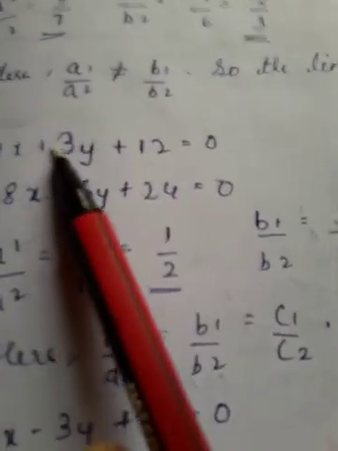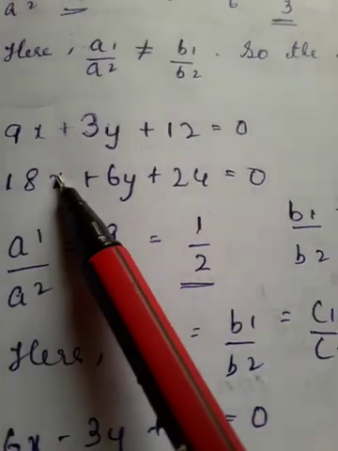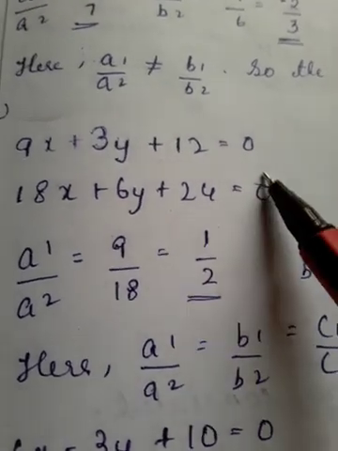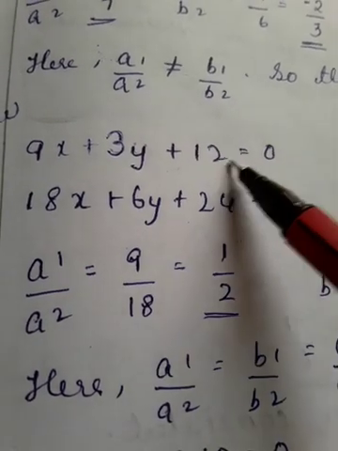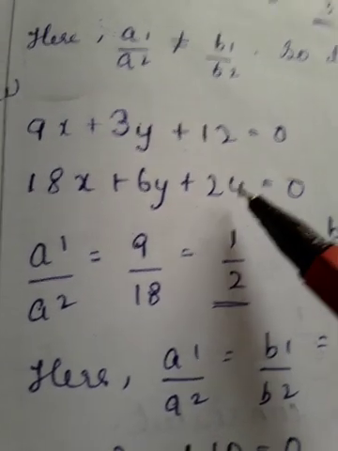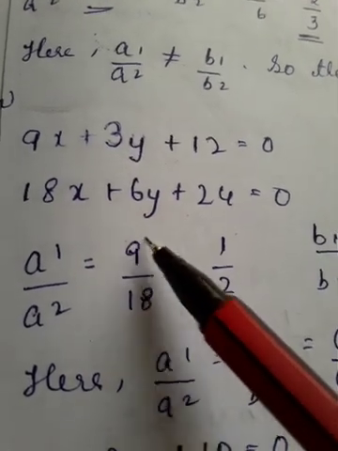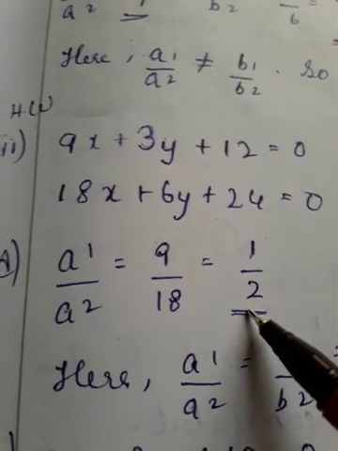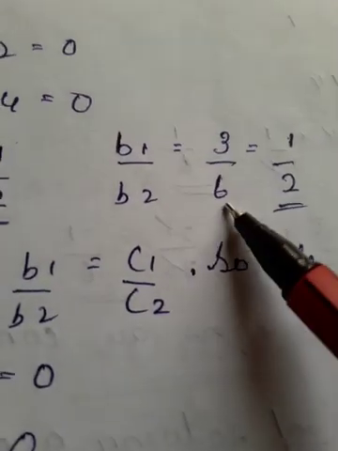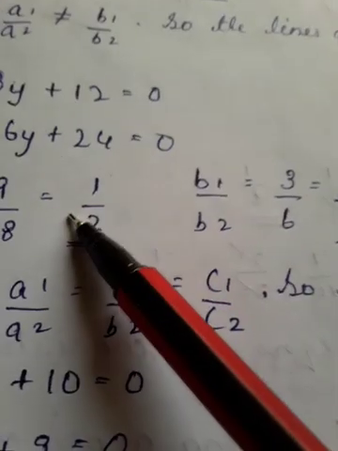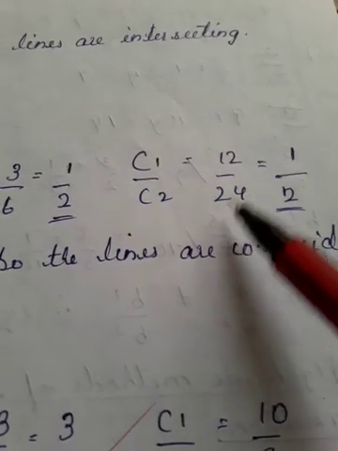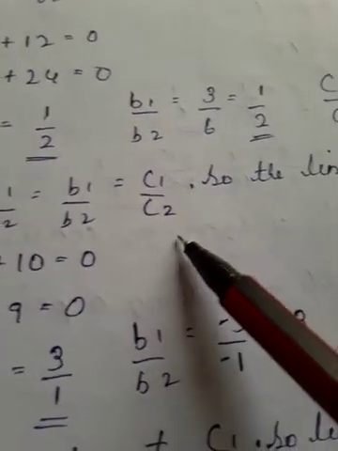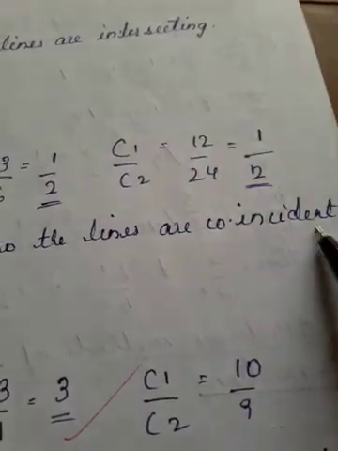Then the second question: 9x plus 3y plus 12 equals 0, and 18x plus 6y plus 24 equals 0. Here a1 is 9, a2 is 18, b1 is 3, b2 is 6, c1 is 12, c2 is 24. First a1 by a2 is 9 by 18, which we can simplify as 1 by 2. Then b1 by b2 is 3 by 6, that is also 1 by 2. Here a1 by a2 and b1 by b2 are the same, so we should find c1 by c2 also. 12 by 24 is equal to 1 by 2. So now a1 by a2 equals b1 by b2 equals c1 by c2. So the lines are coincident.